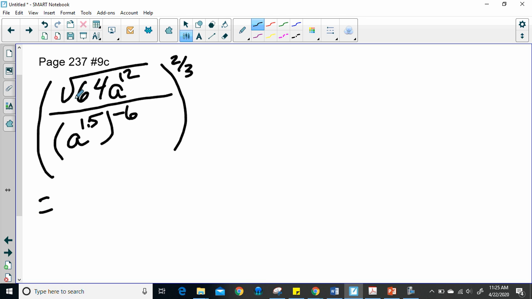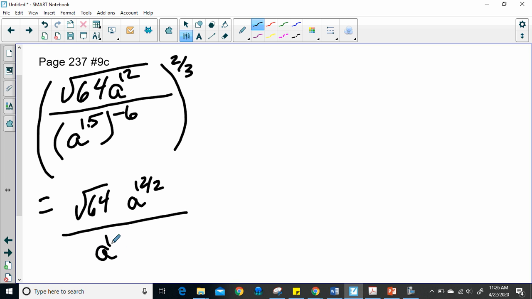So let's see. I'm going to get rid of this root and I'm going to split it up. So I've got root 64, and then I have a to the 12 over 2. Maybe I shouldn't do it that way. Oh well. Over a to the 1.5 times negative 6. And everything is to the exponent 2/3.